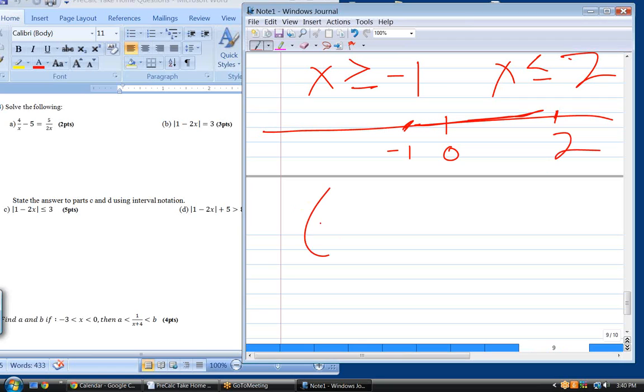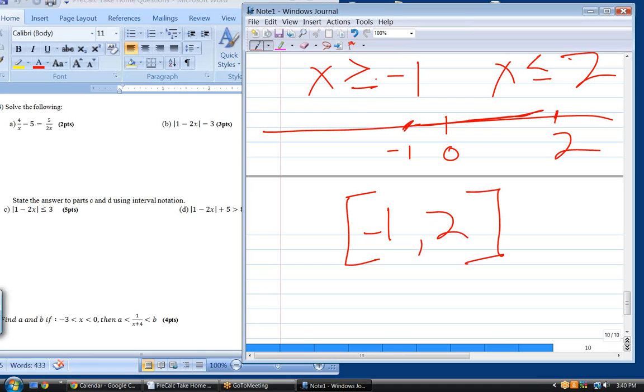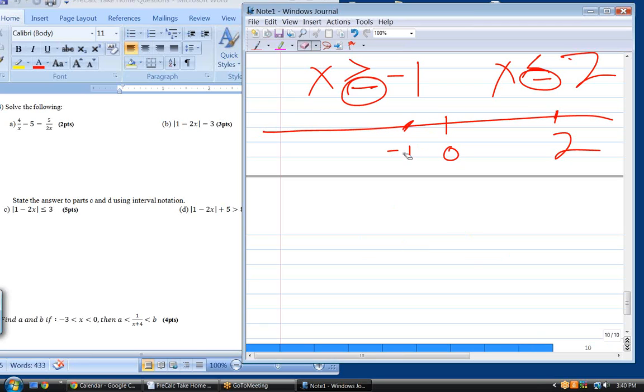Always start from negative infinity. Well, excuse me, not in this case. In this case, interval notation is minus 1 to that. And I use brackets because of the equal sign. If it was just greater than minus 1 and less than 2, I would use parentheses. So that's the difference. That's a rule of thumb also. Always, so basically you're using the actual bracket. Yeah.